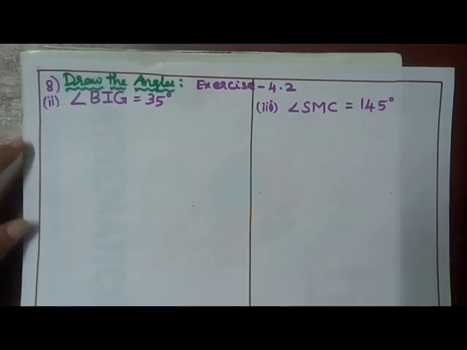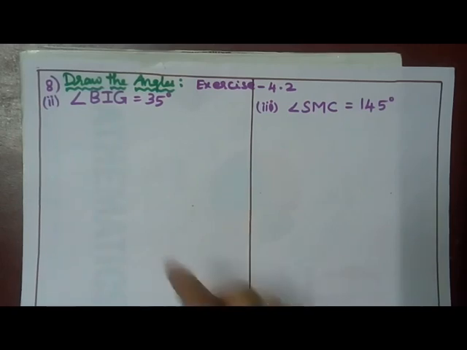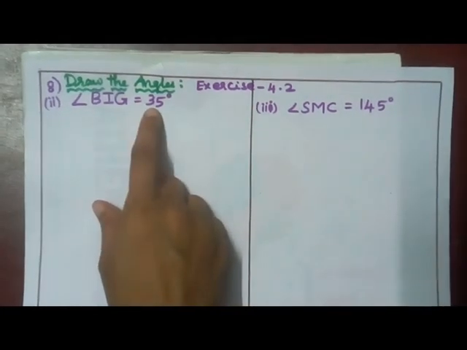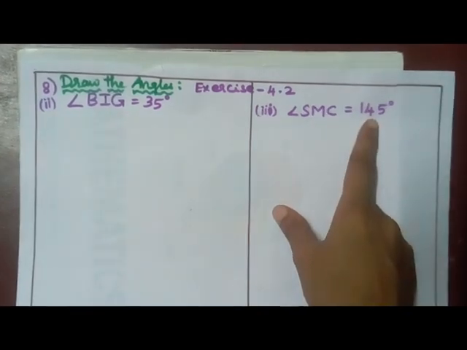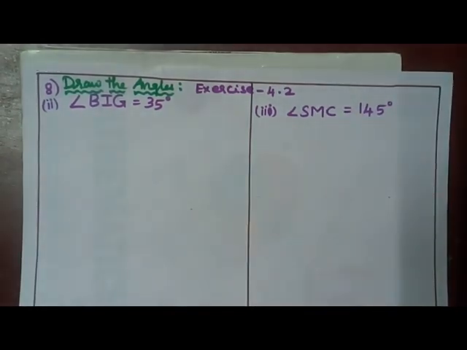Next one is draw the angles given below. First angle is BIG, 35 degree. Next angle is SMC, 145 degree. Angle must be in the middle, so I is 35 degree and M is 145 degree. So exercise 4.2, problem number 8. You have to draw angle using protractor.